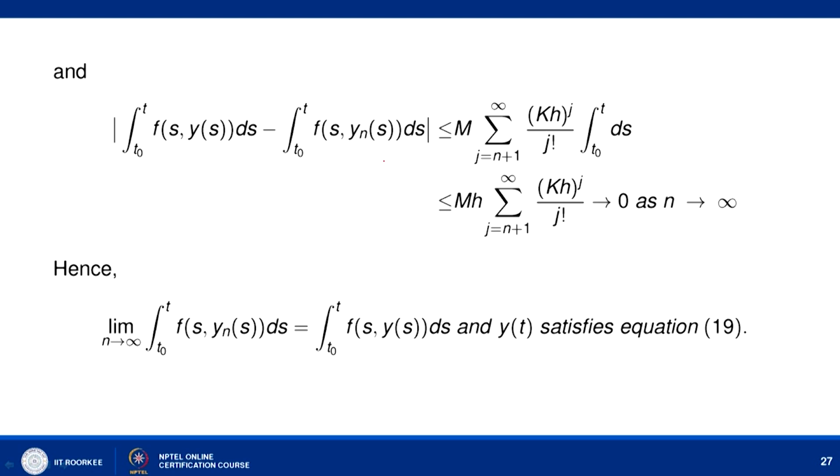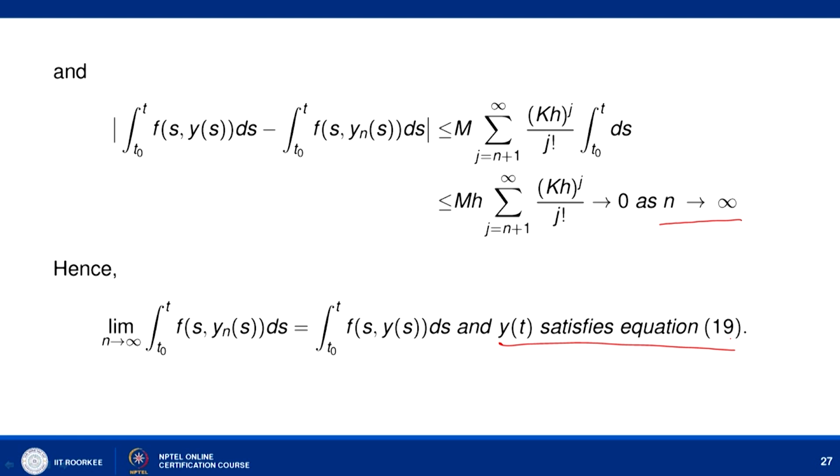In fact, we can write this as modulus of integral from t naught to t of f(s, y(s)) ds minus integral from t naught to t of f(s, yn(s)) ds, which is bounded by this quantity M times summation j from n plus 1 to infinity of k h to the power j upon factorial j, and we can write it like this. We know that this is tending to 0 as n tends to infinity, and hence we can say that limit n tending to infinity of integral t naught to t of f(s, yn(s)) ds is equal to integral t naught to t of f(s, y(s)) ds, and this implies that y(t) satisfies the integral equation 19.